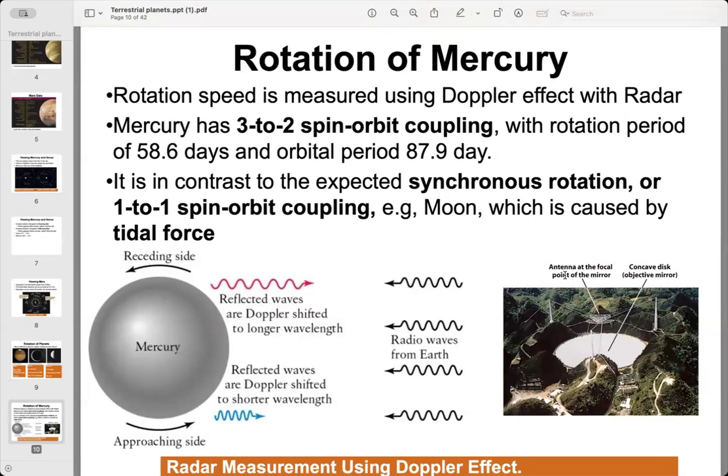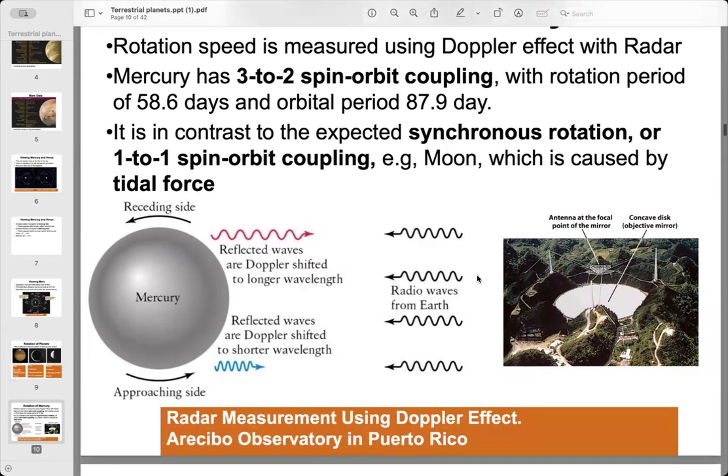One-to-one spin orbit coupling, if you'll remember, is what the Moon has. So the rate of rotation of the Moon is the same as the time in which it does an orbit around the Earth. And so that is one-to-one spin orbit coupling, and that causes the Moon to always keep one face towards the Earth. However, 3-to-2 spin orbit coupling of Mercury causes it to face one side towards the sun and then the other side towards the sun by taking turns.